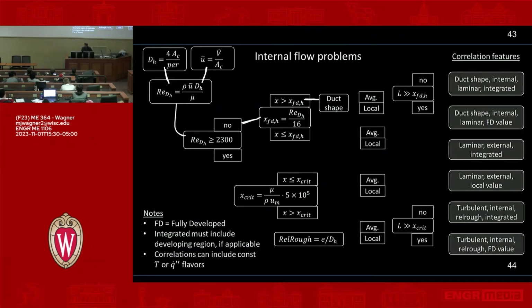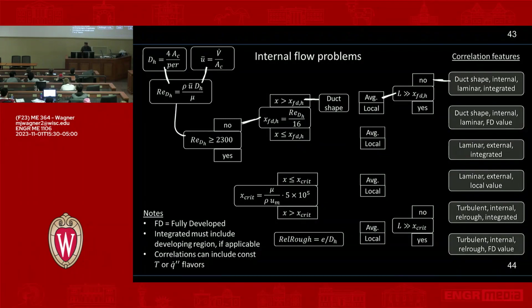So either way, I guess we could start with the average. So if I'm looking for average, then we go up here. Then I ask the question, is L much greater than the fully developed length, right? Can I neglect that entry region? So if I can't, then I go up here. All right, so then I have a correlation that has to include duct shape, it's internal, it's a laminar correlation, and I'm integrating the correlation, right? It's an integrated value.